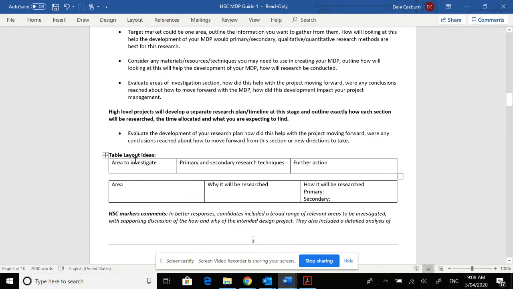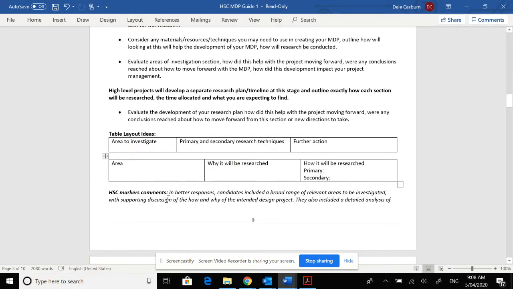I actually like this one. I did a couple of different layouts. Probably this one's pretty much the easiest. So: the area I'm going to investigate, why it will be researched, why it's important, how it will be researched, and what my primary and secondary research might be.